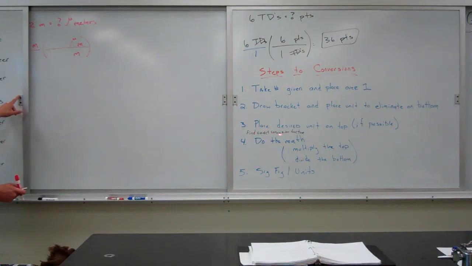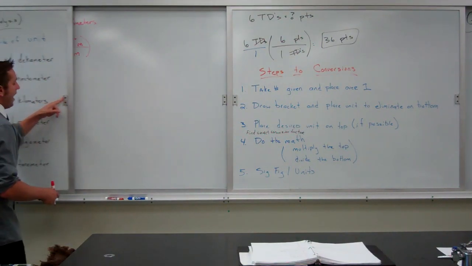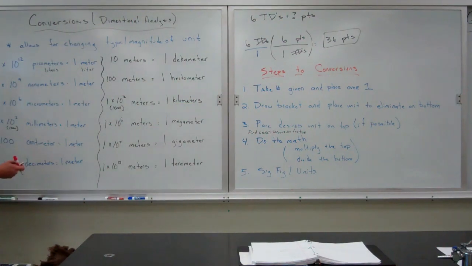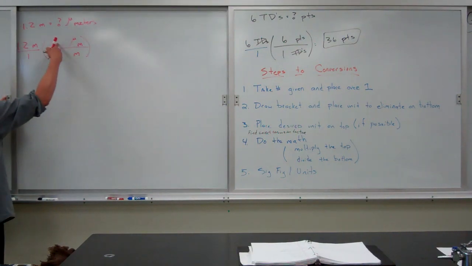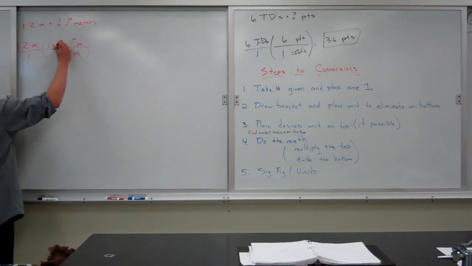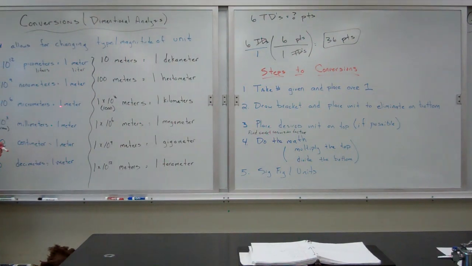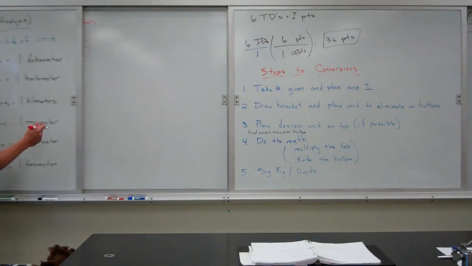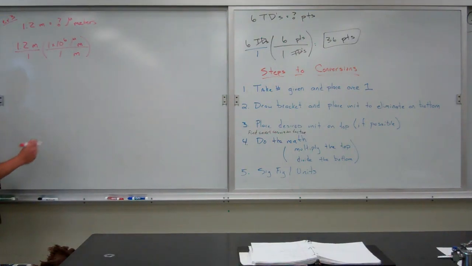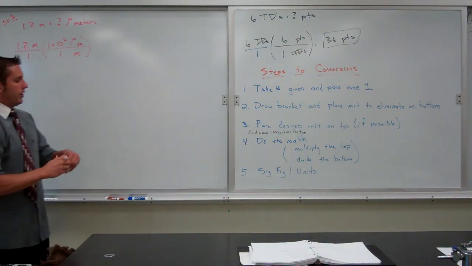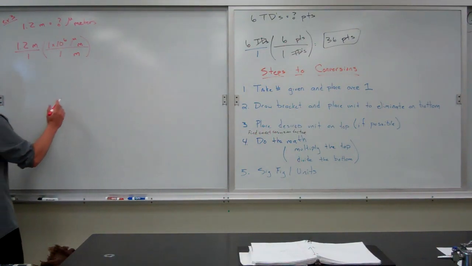Step 4, find the correct conversion factor and do the math. According to our worksheet, the number that should go with micro is 1 times 10 to the 6th. So we will put that with our micro. And the number with meter is 1. So we put 1 with meter. Last but not least, we want to do the math. So we multiply what's on top. We divide what's on the bottom.